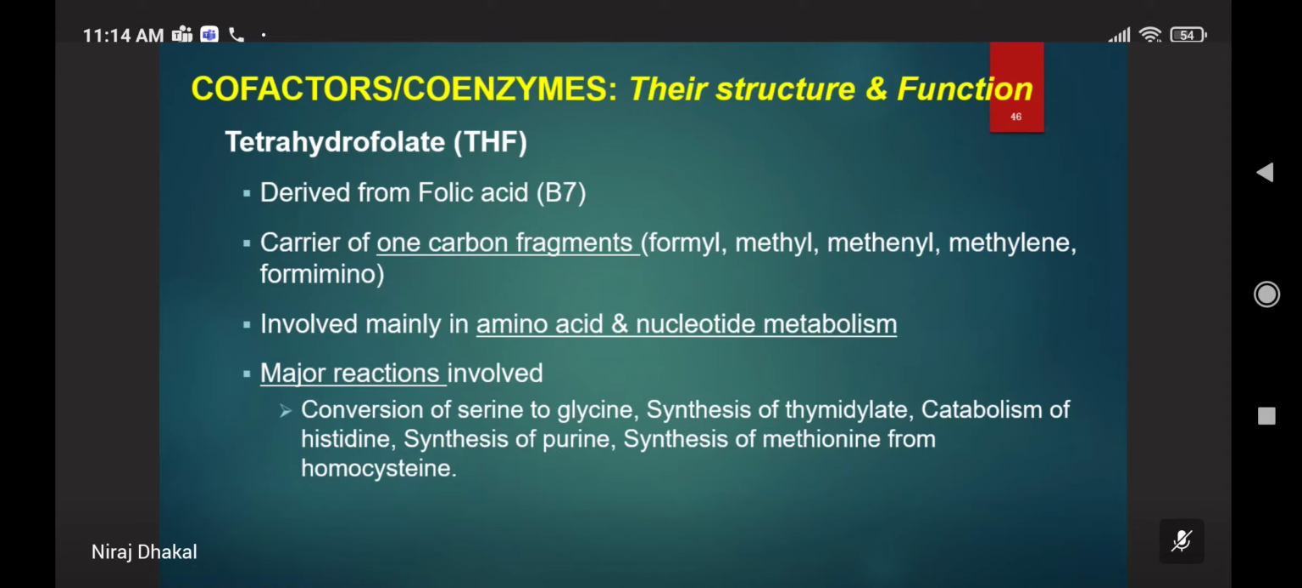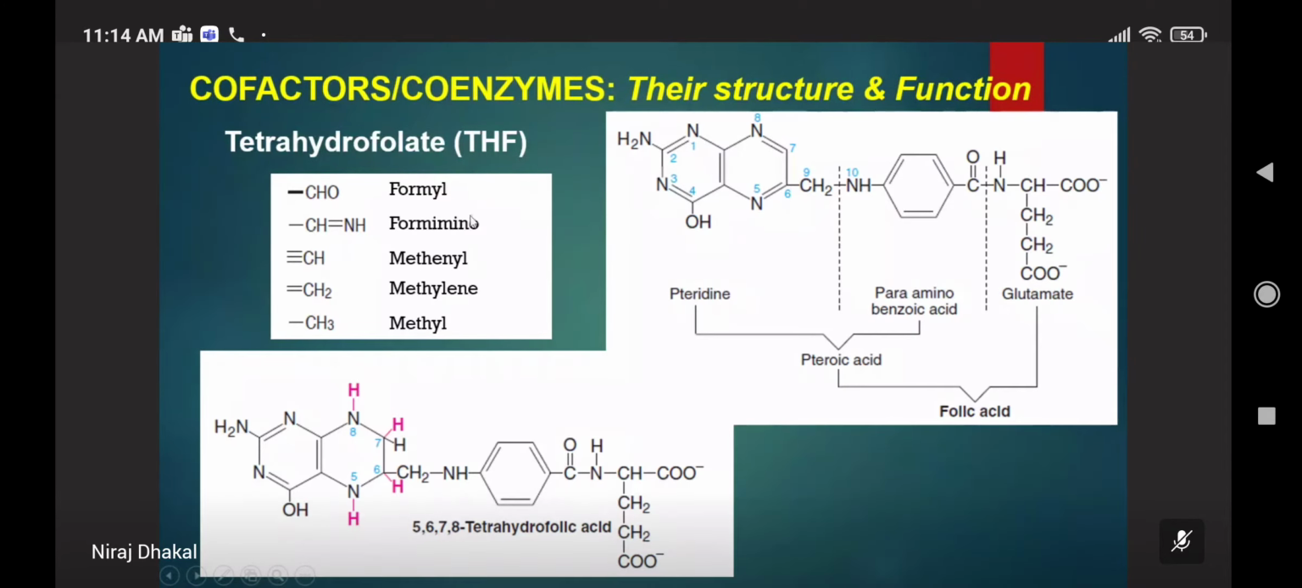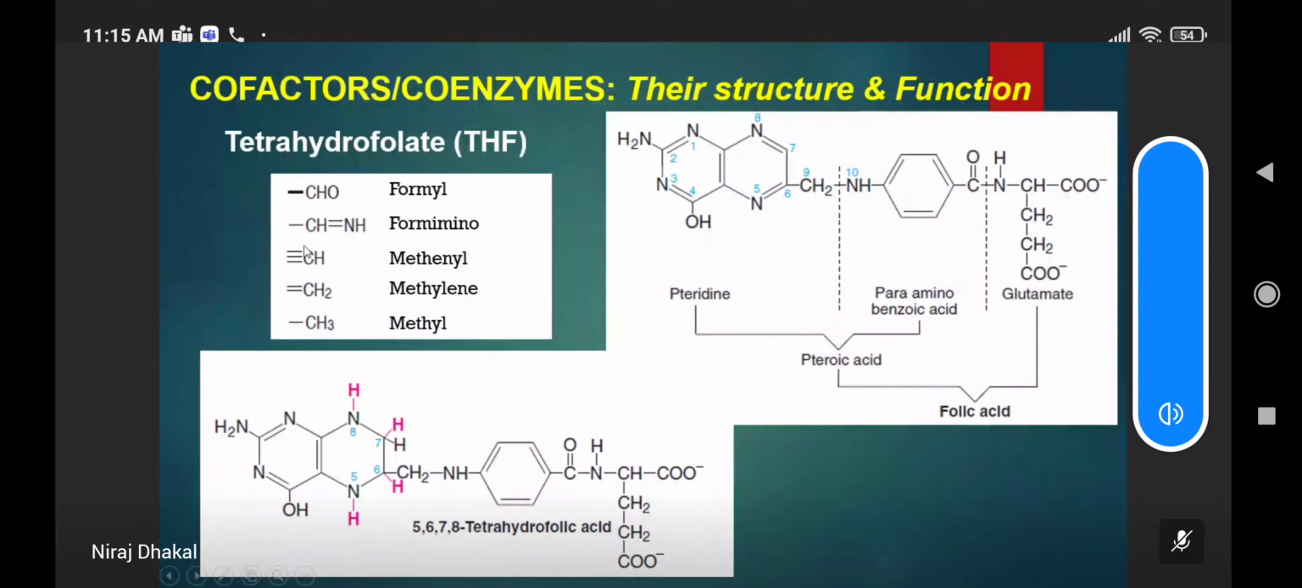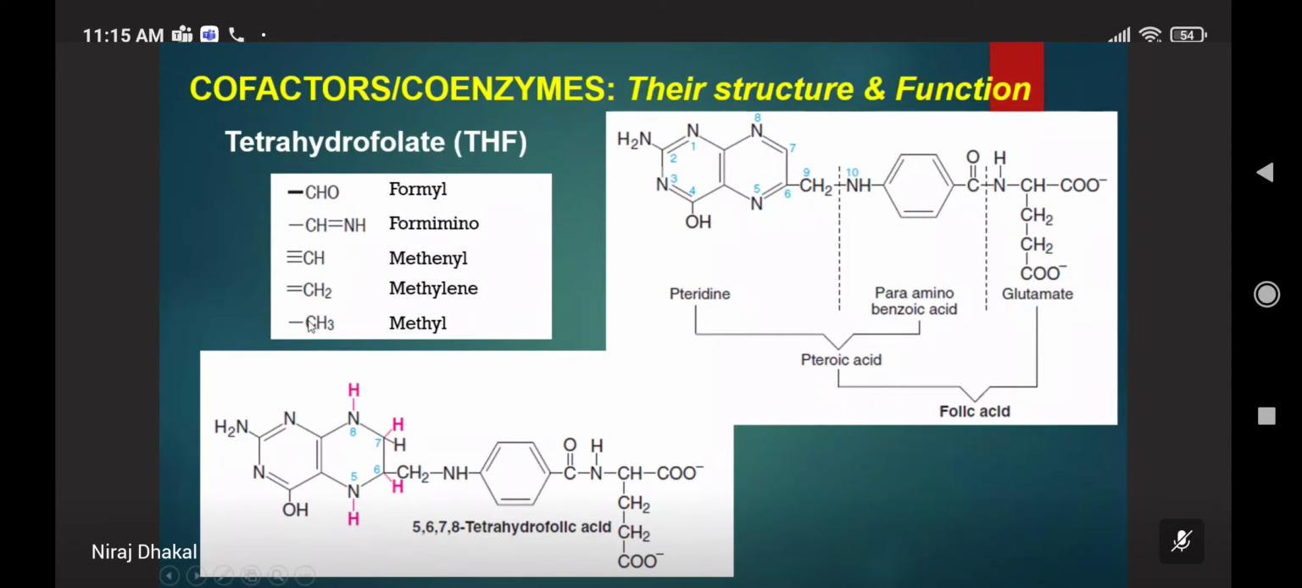These are important reactions in which tetrahydrofolate is required, and in all these reactions this 1 carbon unit has to be mobilized, and for that we need tetrahydrofolate. In this diagram, this is a formyl group, formimino group, methyl, methinyl, methylene, and methyl group, and all these 5 units contain 1 carbon in different form. So if a reaction requires the transfer of this 1 carbon unit, then there is a requirement of tetrahydrofolate, which is an active form of folic acid.